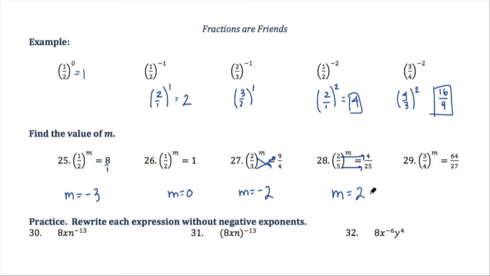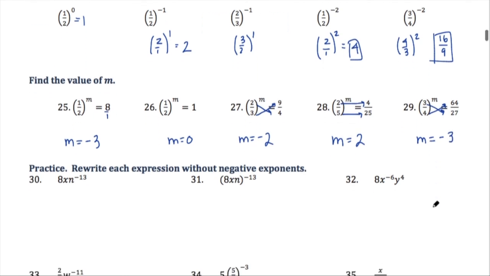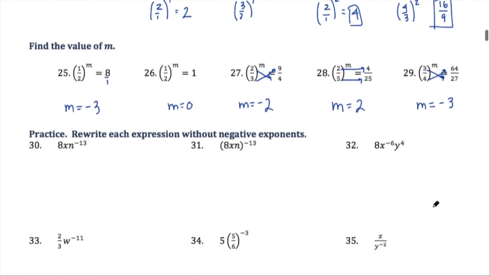M is just 2. But then here again, 3 and 27, 4 and 64, those are clearly a sign that we took the reciprocal. So it's a negative m, and it's a negative 3. Great. All right, so we have a whole bunch of problems to practice here. I'm just going to hunt and check out a few of them. So let's look at number 30.